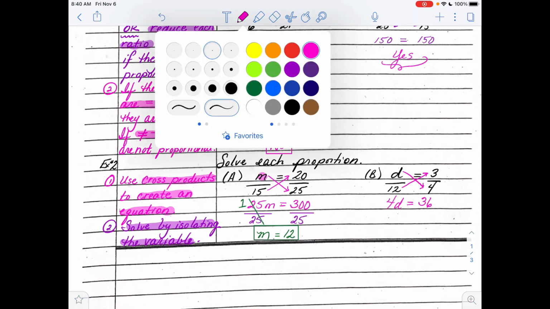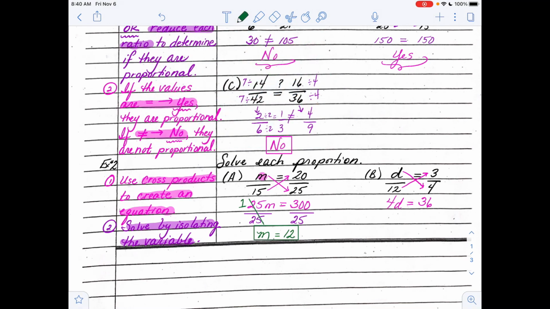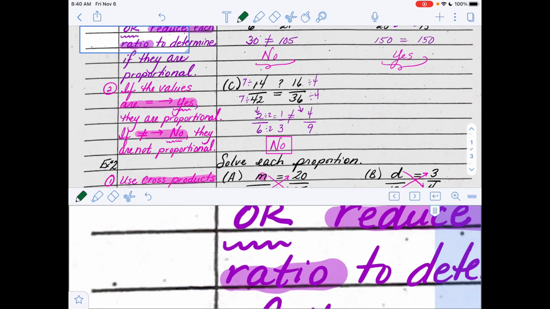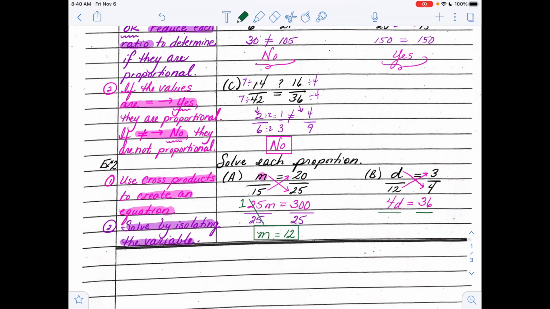Again, I need to isolate that variable. I have to get rid of that 4. Right now it says 4 times D, which means the inverse operation would be to divide both sides. And when I divide both sides by 4, I get that giant 1. And I end up with D equals 36 divided by 4, which is 9.